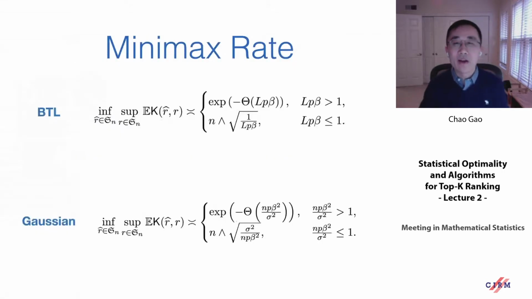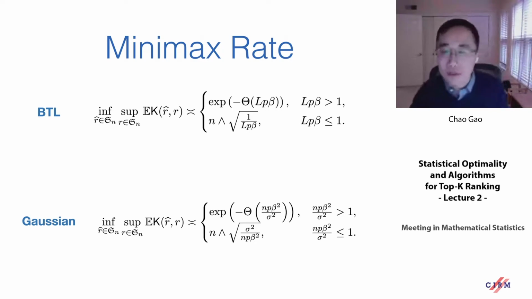Okay, so let's compare the minimax rates that we have. We have the minimax rate of ranking under the BTL model and the minimax rate under the Gaussian model. So let's specifically look at the role of beta, right? For the Gaussian model, the signal to noise ratio parameter n p beta squared over sigma squared depends on beta quadratically, right? It's beta squared in the signal to noise ratio, but for BTL, it's just beta in the signal to noise ratio. The dependence is linear.